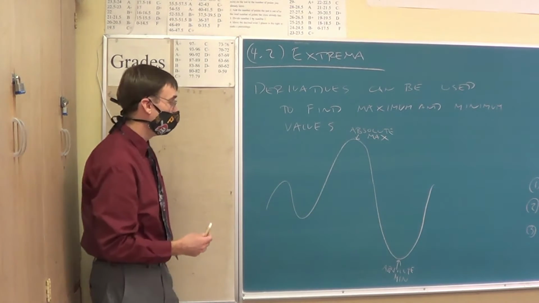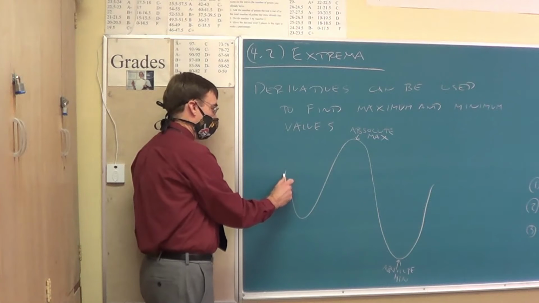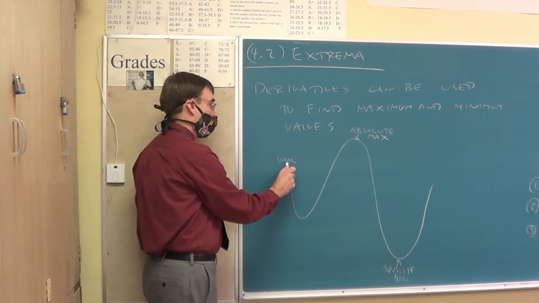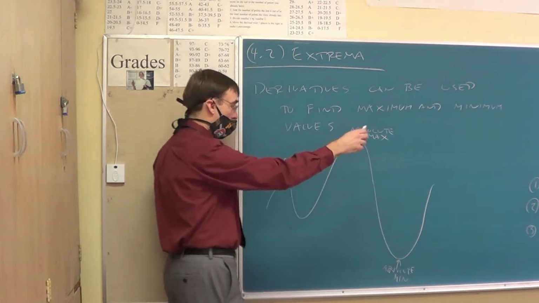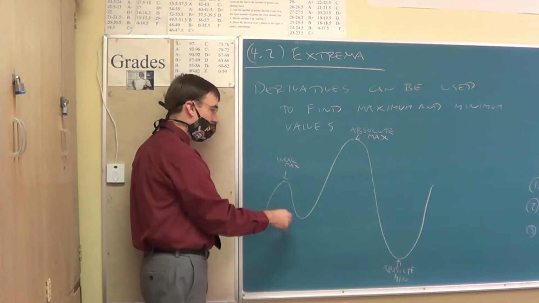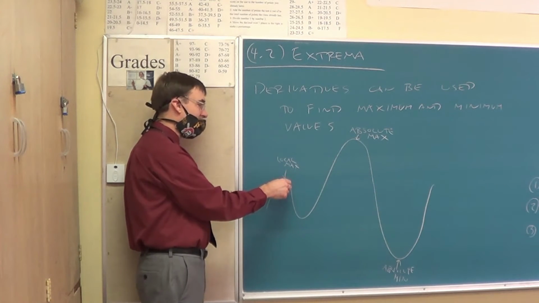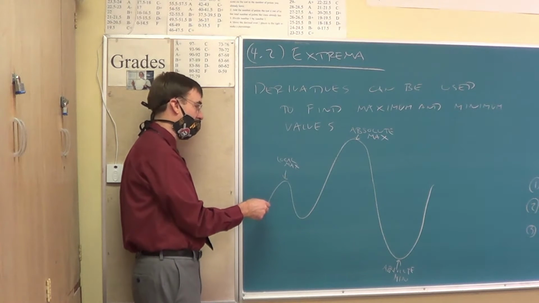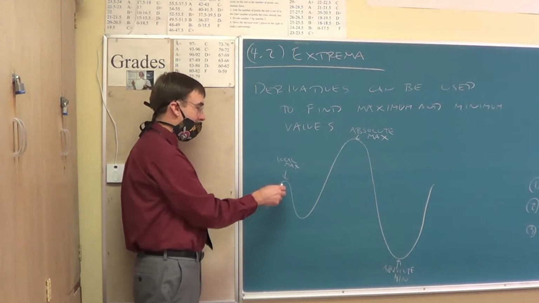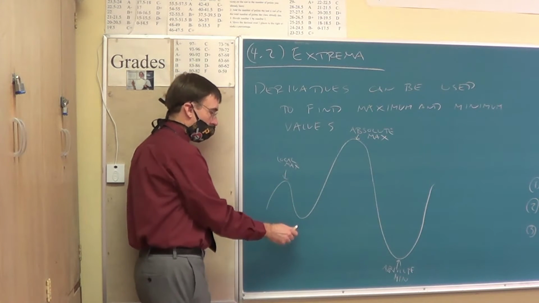There's also a thing called a local max. This point right here would be called a local max, because even though it's not bigger than everything in the whole problem, in this little area of the world, this is as high as it went in its own neighborhood. It's the big fish in the small pond, if you like that reference. This would be a local max.